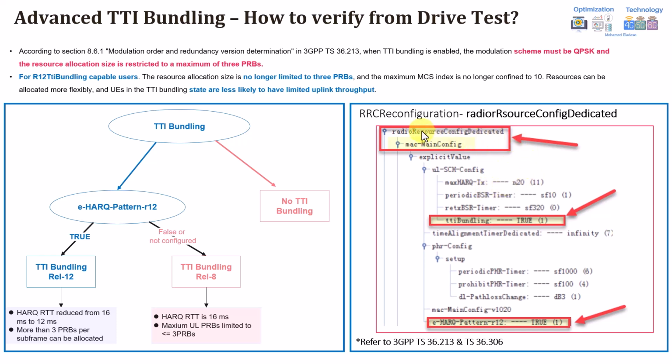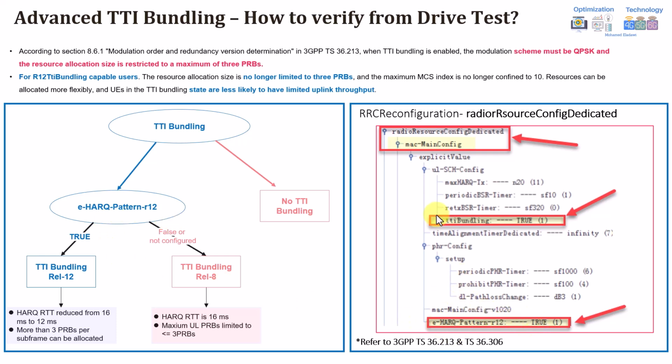First, you need to check the RRC configuration message sent from the eNodeB to the UE. Under this RRC configuration message, you will find something called radio resource configuration dedicated, as shown here. Under that, you need to check the MAC parameters, which is the MAC main configuration. If it's being triggered, this one will be true. If TTI bundling in general is not being triggered, this one will be false. This is for the normal HARQ.